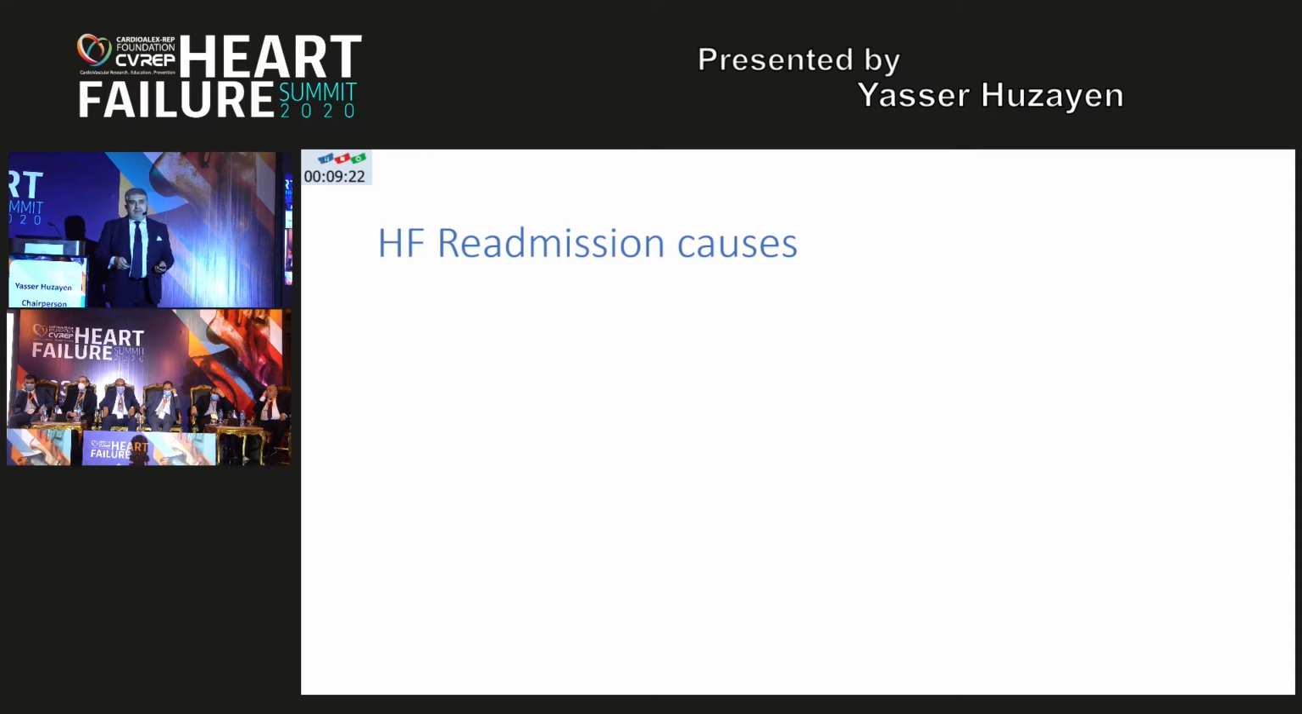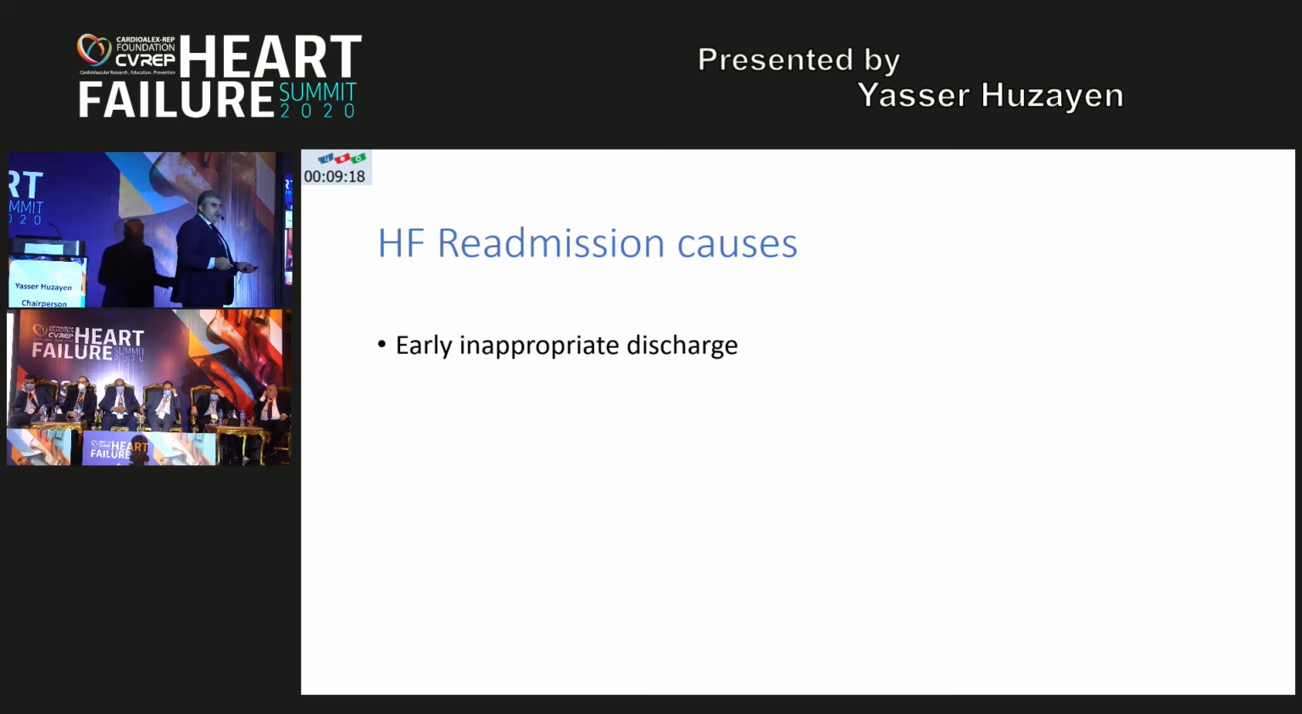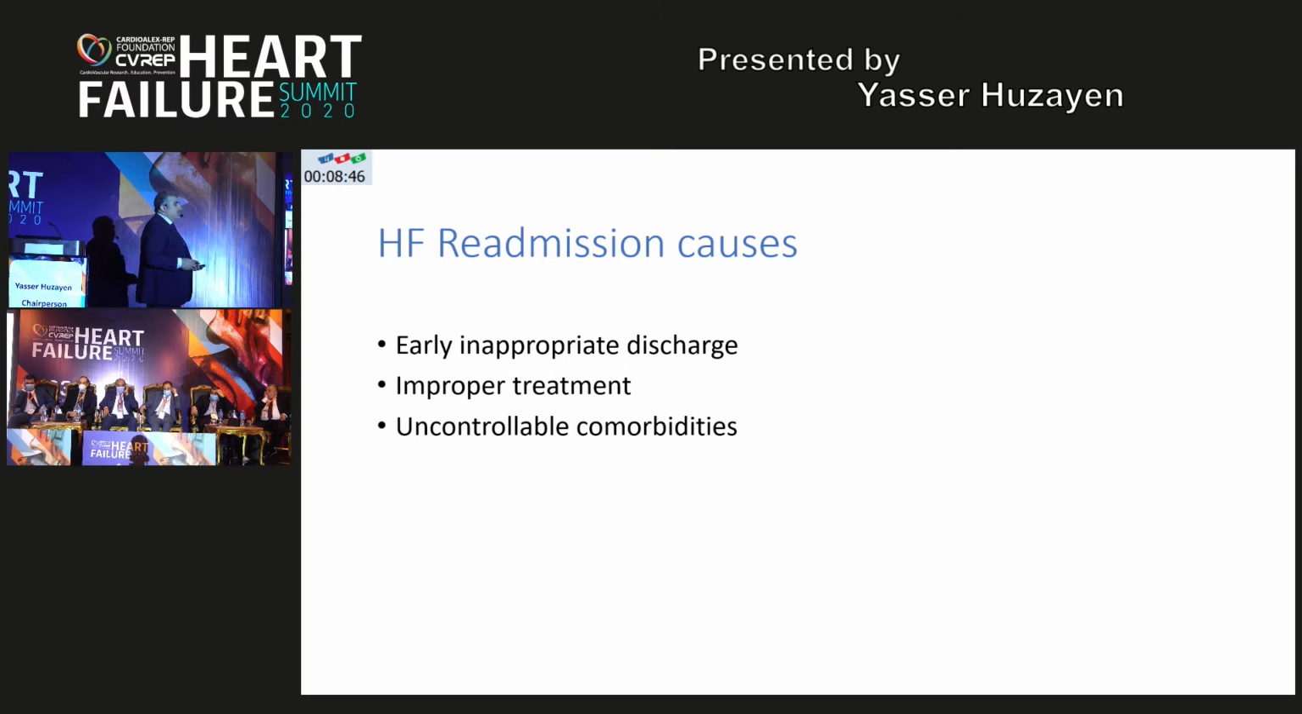And we can summarize them in a few bullets. Early inappropriate discharge. The patient was not ready for discharge, and you discharge this patient inappropriately. Improper treatment. Okay, we all will obey the guidelines, of course, but sometimes, as one of the professors from, I think, Sweden said, you need a good clinician who is an expert in heart failure to give proper treatment. Uncontrollable comorbidities, and I'll show you a slide that is striking in a few minutes.